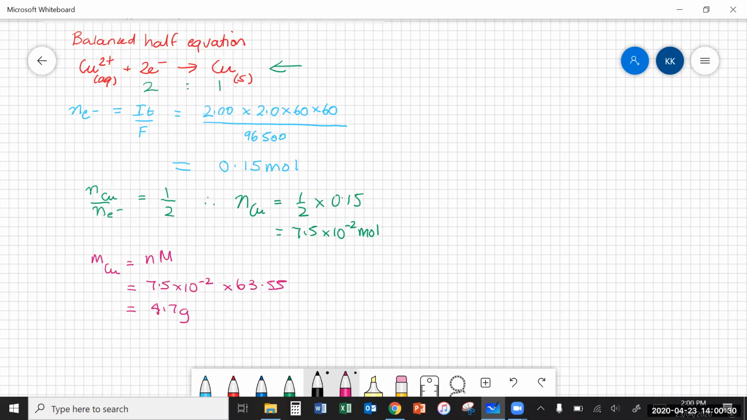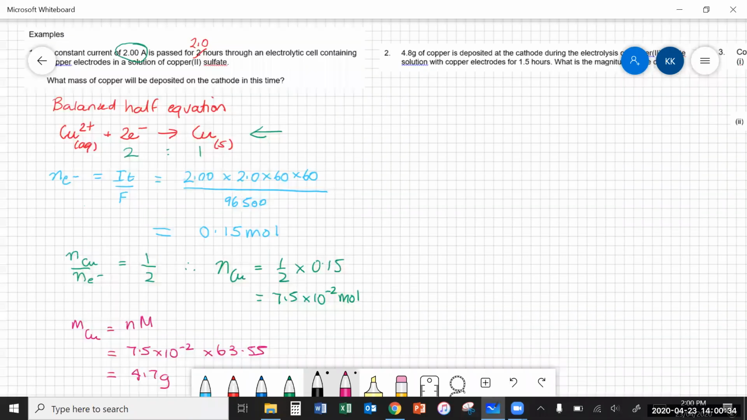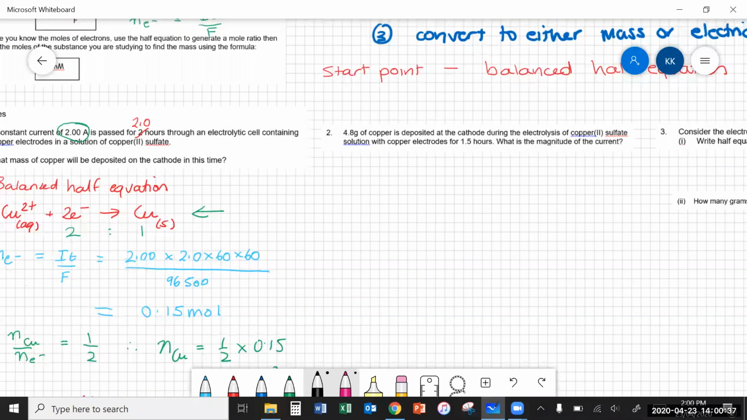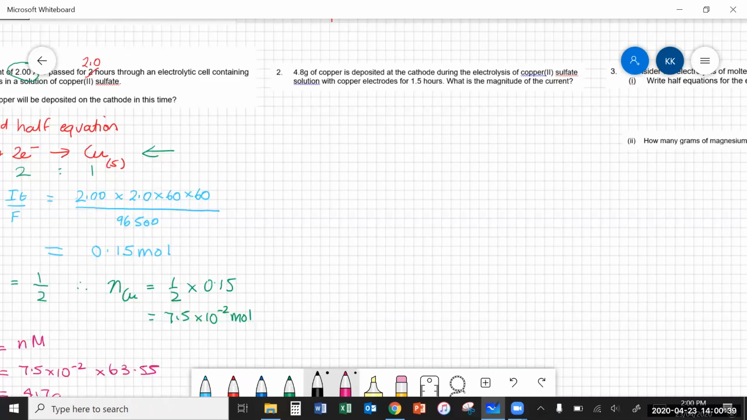The second example is going backwards. You're given the mass data and you've got to go back to the electrical data. So example 2, 4.8 grams of copper, well, I didn't make that very different to the first one, did I? Is deposited at the cathode during the electrolysis of copper-2 sulfate solution with copper electrodes for 1.5 hours. What is the magnitude of the current? So here we're being asked to find I, which is our current. And we're being given the mass of copper.